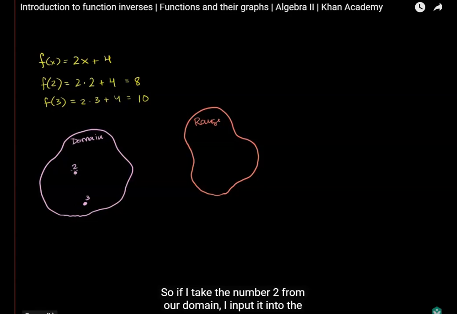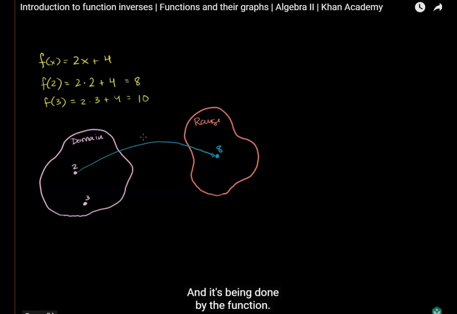So if I take the number 2 from our domain, I input it into the function, we're getting mapped to the number 8. Let me draw that out. So we're going from 2 to the number 8 right there. And it's being done by the function. The function is doing that mapping. That function is mapping us from 2 to 8. This right here is equal to f of 2.